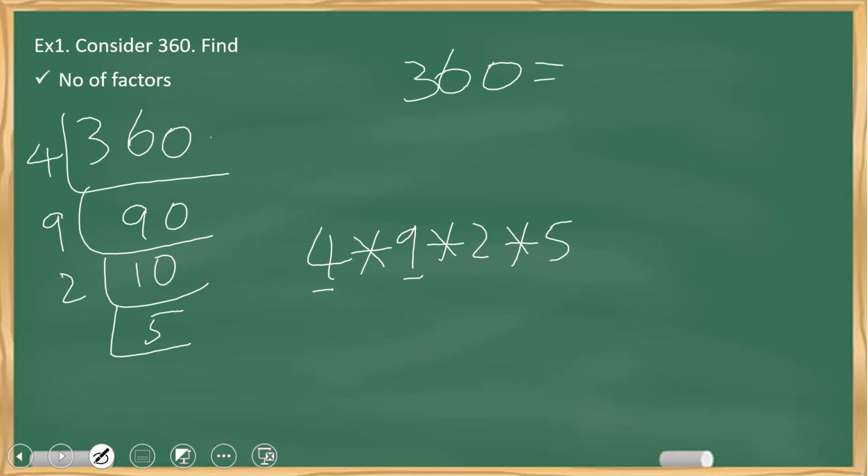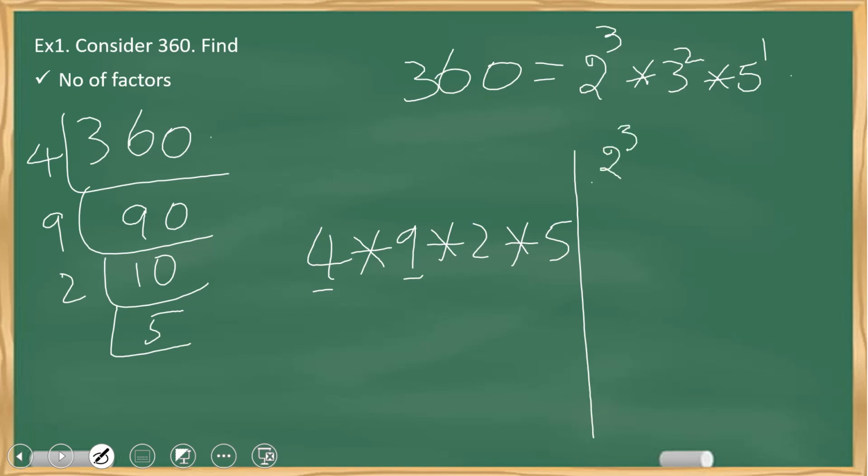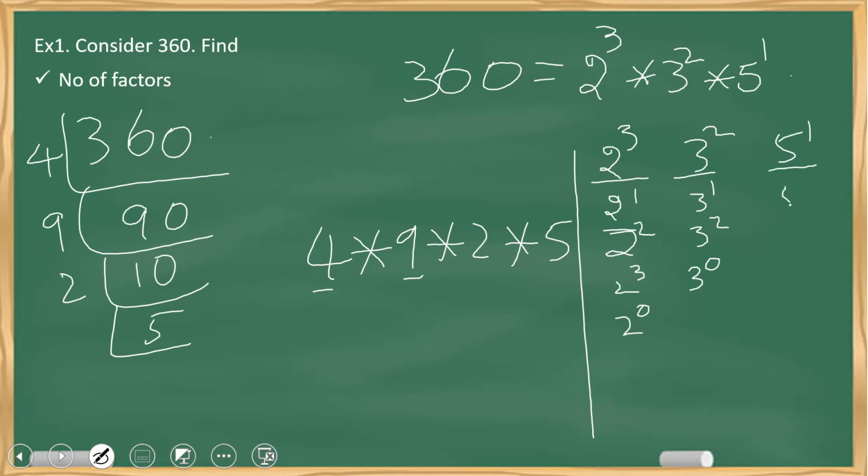So again, split these two values so that finally you will get 2 power 3 into 3 square into 5 power 1. Got it? Now, 2 cube factors. What are 2 cube factors? 2 power 1, 2 power 2, 2 power 3 and 2 power 0. And 3 square factors: 3 power 1, 3 power 2 and 3 power 0. And 5 power 1 factors: 5 power 1, 5 power 0.